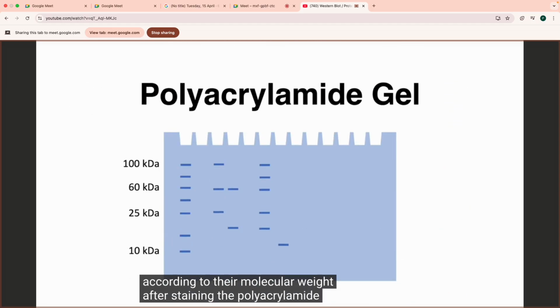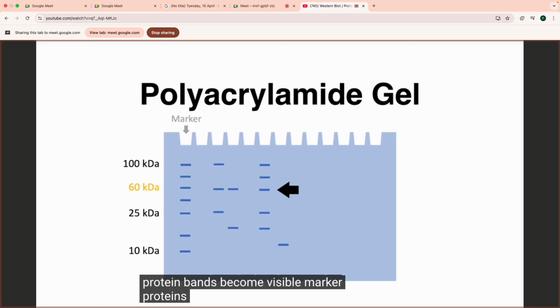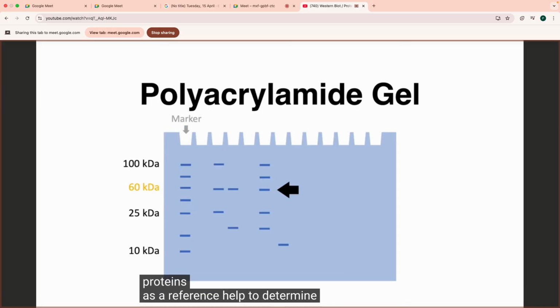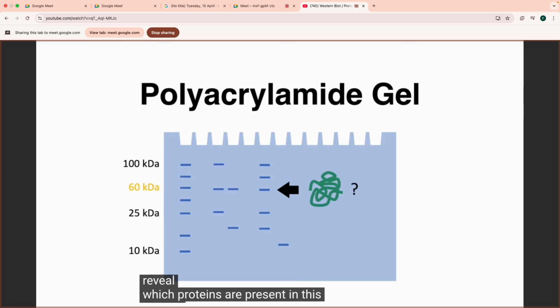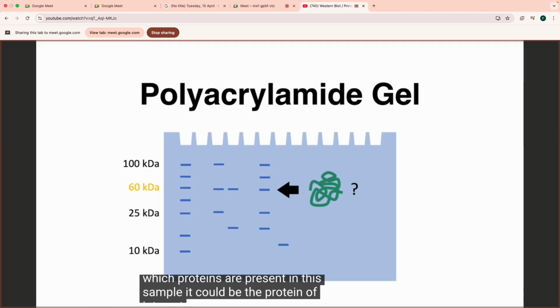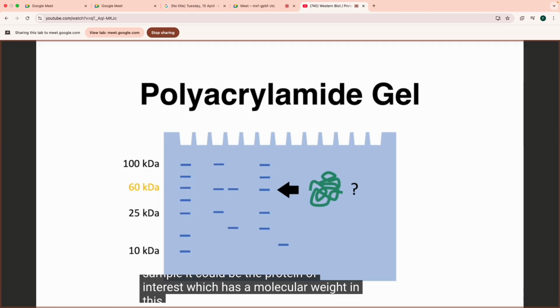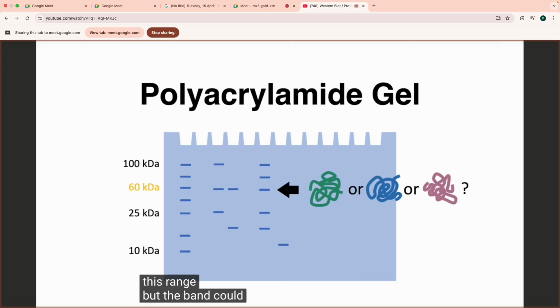After staining the polyacrylamide gel, protein bands become visible. Marker proteins as a reference help to determine the molecular weight of proteins in the sample. This band here, for example, contains proteins with a molecular weight of approximately 60 kilodalton. However, that will not reveal which proteins are present in this sample. It could be the protein of interest, which has a molecular weight in this range, but the band could also have been caused by other proteins.